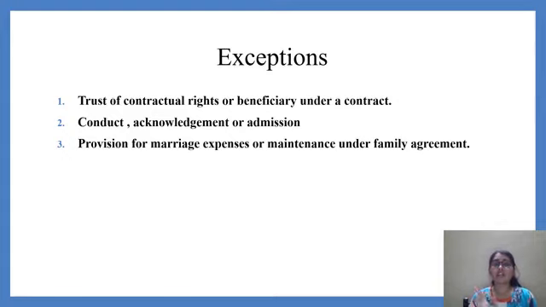Now, let us take a look at the exceptions to the doctrine of privity of contract. So, there are three exceptions. The first one is the trust of contractual rights or beneficiary under a contract. The second exception is the conduct, acknowledgement, or admission of the promisee and the promisor, and the third exception is the provision for marriage expenses or maintenance under a family agreement. So these are all the exceptions to the doctrine of privity of contract, and let us take a look at each of these exceptions one by one.